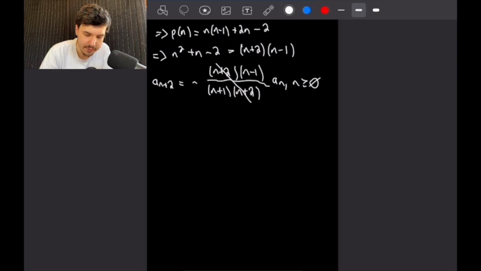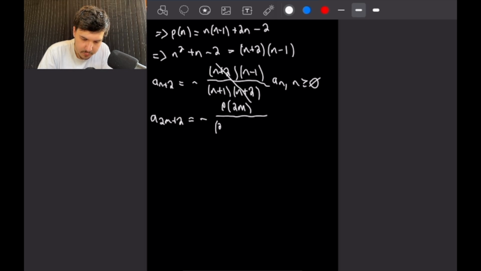So let me go ahead and write out the definitions for the evens and odds. So in general, our evens will be a sub 2m plus 2, and that will be equal to negative out front. It'll be p of 2m, and that will be over 2m plus 1 times 2m plus 2, and that will of course be times a sub 2m for m greater than or equal to 0.